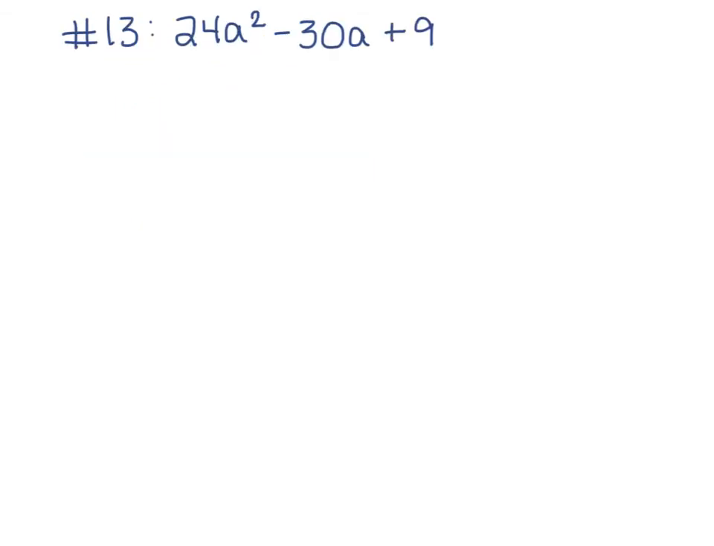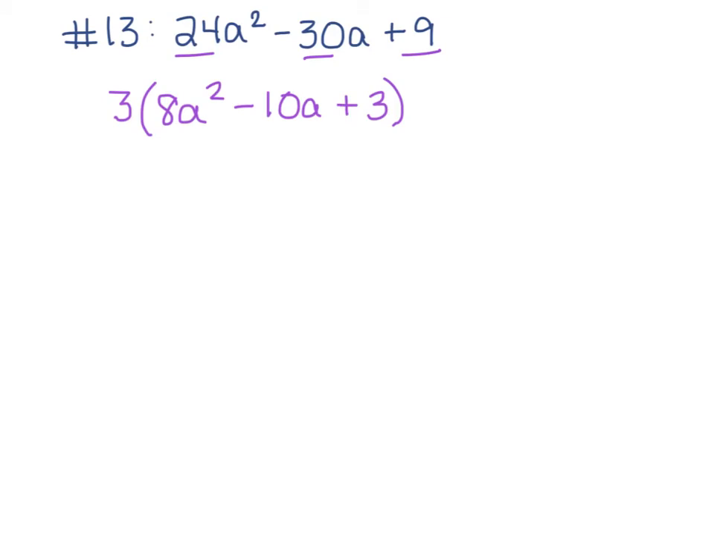All right, let's take a look at number 13. This is a trinomial, and I'm again looking for a greatest common factor here. So I look at this and I say I can pull a 3 out of everything. Can't pull any A's because the 9 doesn't have an A. And that's going to leave me with 8A squared minus 10A plus 3. And just a quick check in your head, make sure that if you were to distribute this 3 back in there, it would turn back into this original problem.